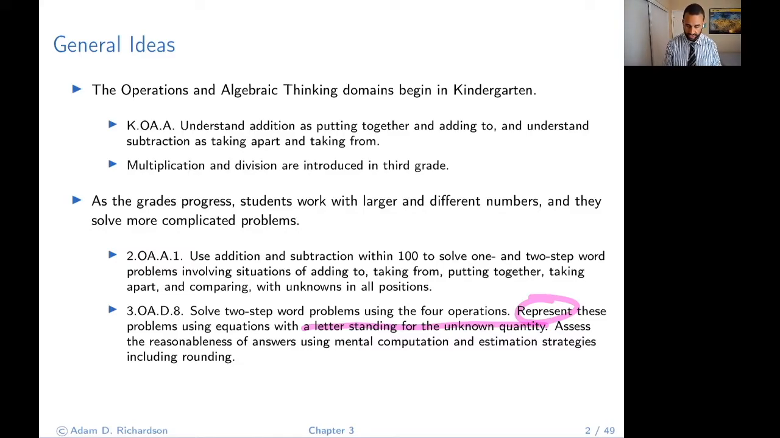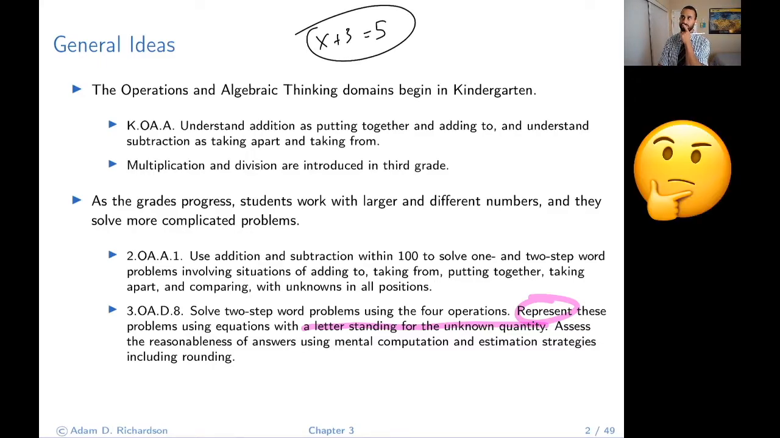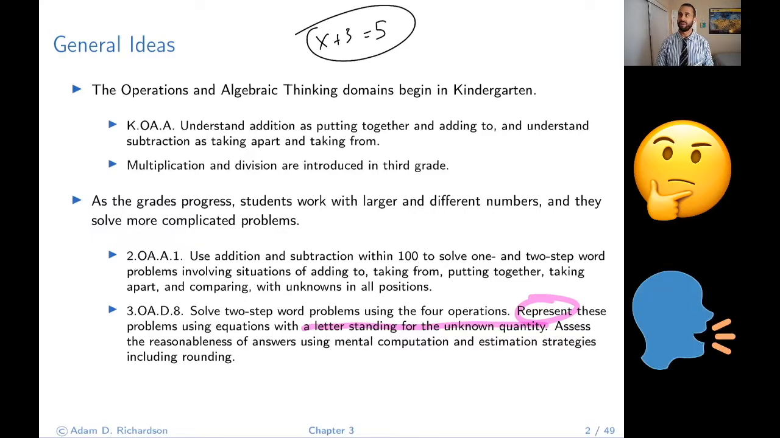You might wonder, why can't they just solve things like this? Like, why can't you teach a first grader how to solve x plus 3 equals 5? That's a good question, and you should ask yourself, why wouldn't you teach this to a first grader? Okay, now that you've thought about it for a bit, go ahead and talk out loud about it with yourself or with your group members.